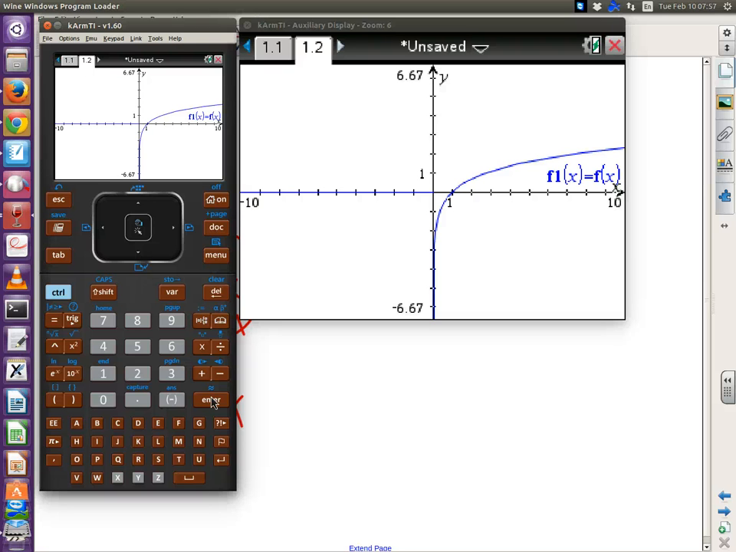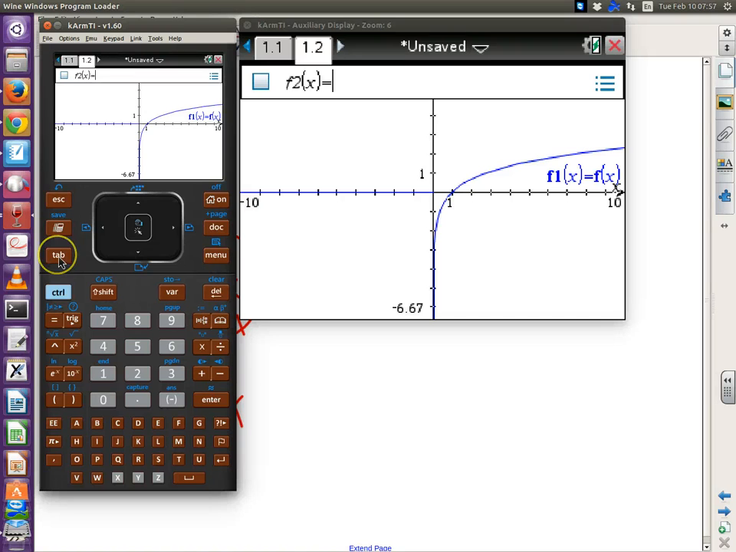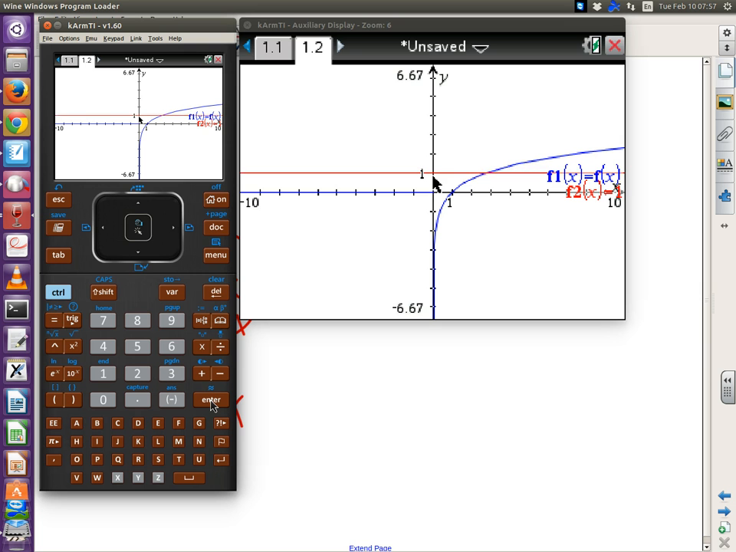All right. So how do I get to F2? Tab? Right, F2. I just want to put a 1 here. Okay, there you go. And I need to find the point of intersection there. That's the x value I'm solving for, right? So, how do you find that?